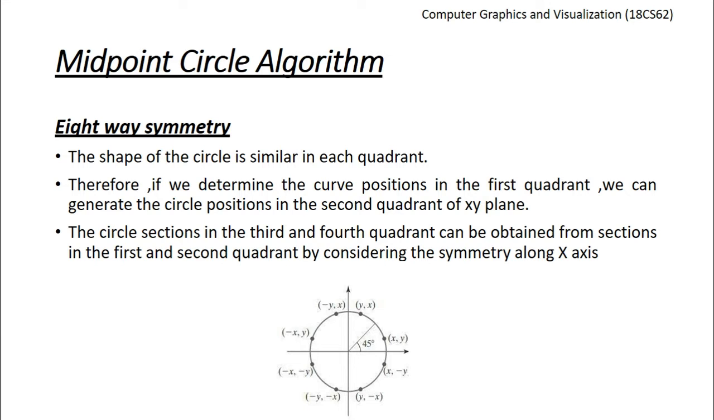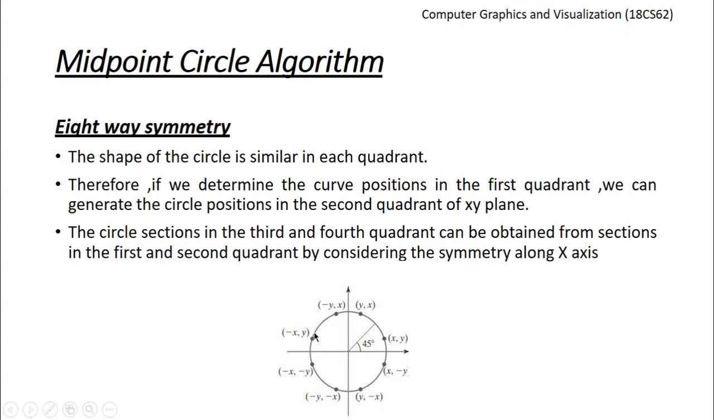The circle sections in the third and fourth quadrants can be obtained from the sections in the first and second quadrants by considering the symmetry along the x-axis. As we have 4 quadrants, we can split these quadrants into 8 different octants: one octant, second octant, third, fourth, fifth, sixth, seventh. Each quadrant can be split into 2 octants. So this is octant 1, and this is octant 2.